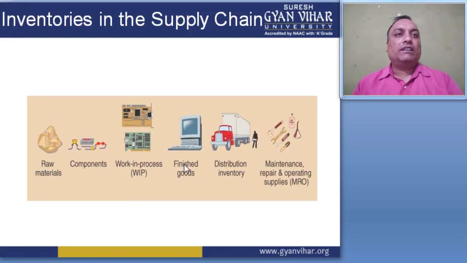And this is the finished goods inventory. Finished goods means completion of the goods. Suppose you make a bike or car or truck or a computer or mobile. This is the finished goods inventory.